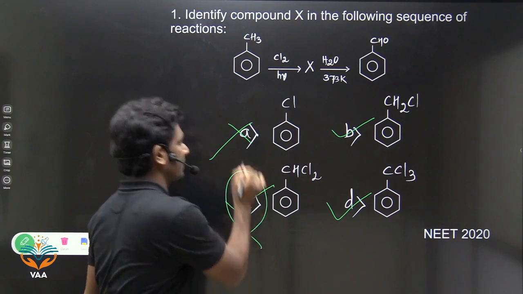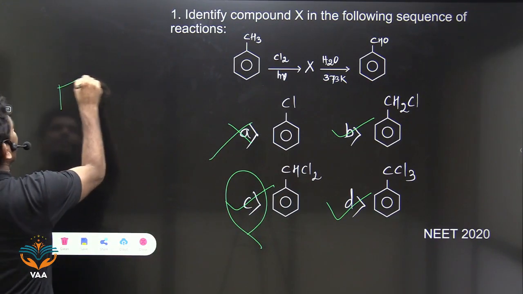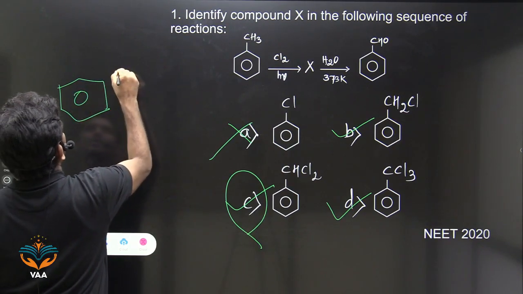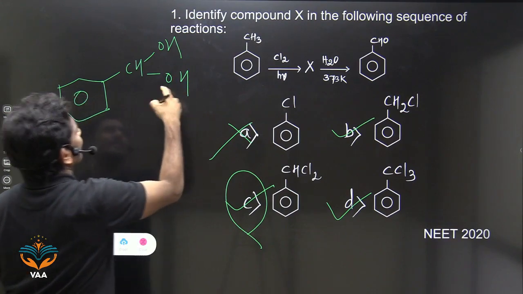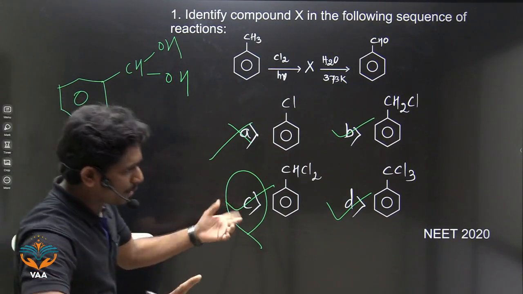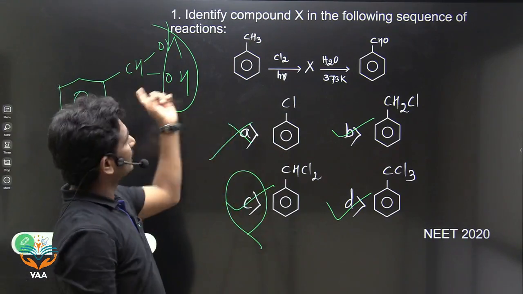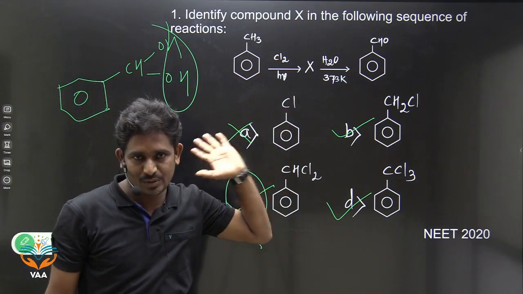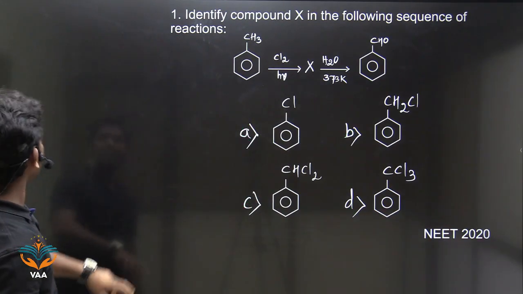Answer is C. Gem dihalides will give gem diols, OH and OH. At the same carbon atom, two hydroxyl groups are unstable. So remove this water, you will get that carbonyl compound. So answer is C. Okay, right. Next one.